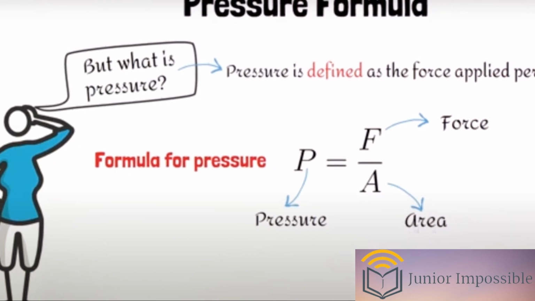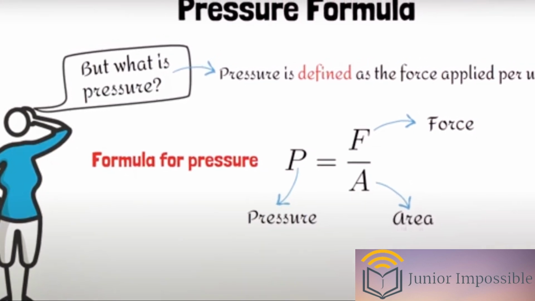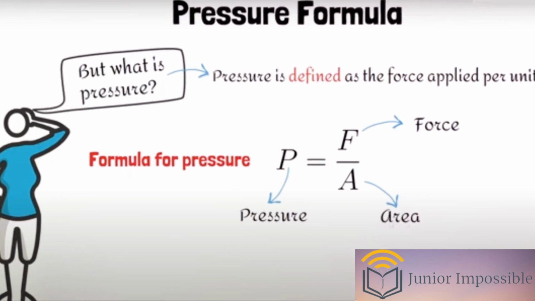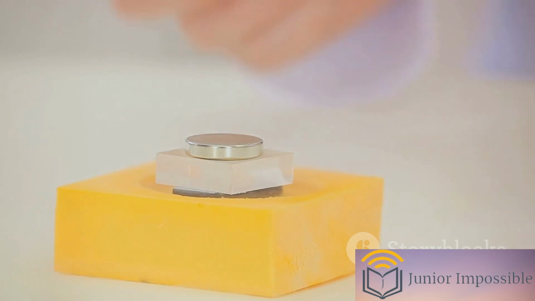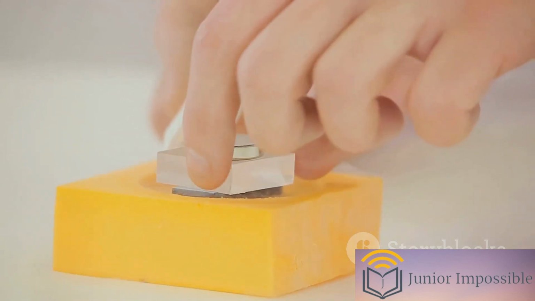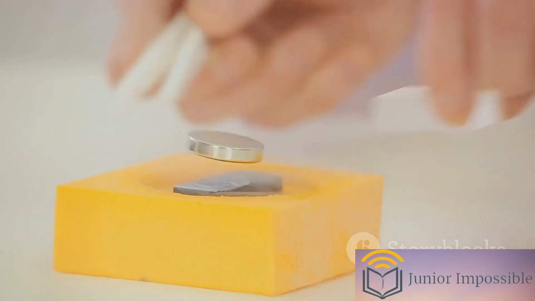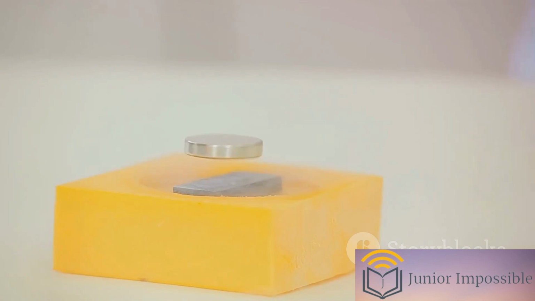Think of it this way. Imagine stepping on a piece of fruit. If you step on it with your whole foot, the fruit might survive. But if you step on it with just your heel, the fruit will likely get squished. Even though the force from your body weight is the same, the pressure is different because it's spread out over a smaller or larger area.